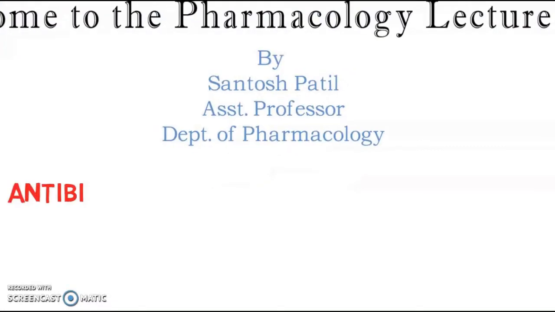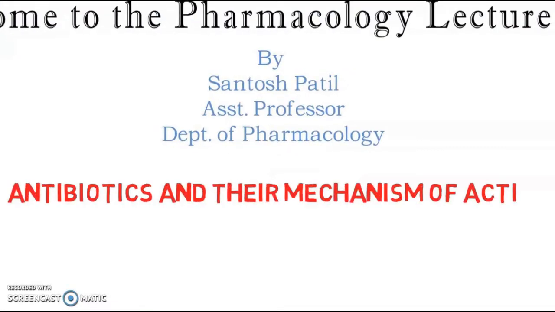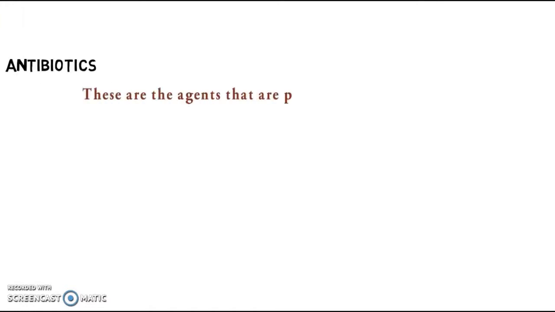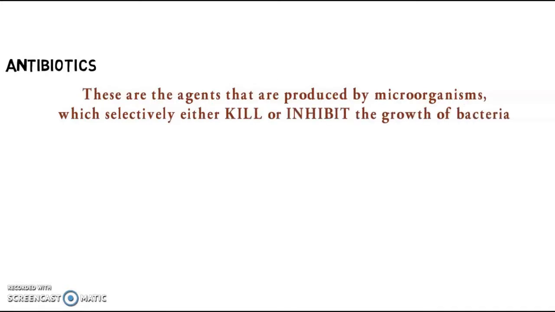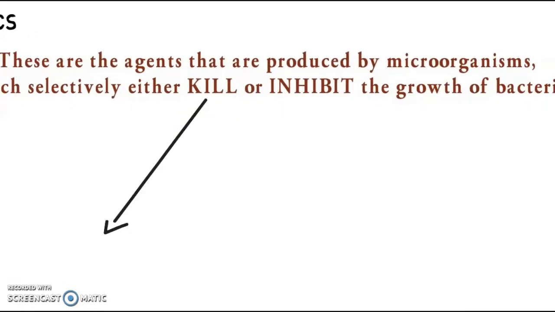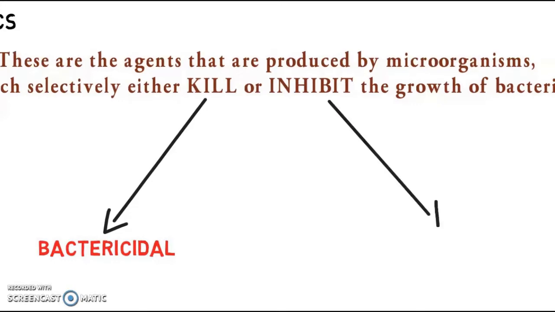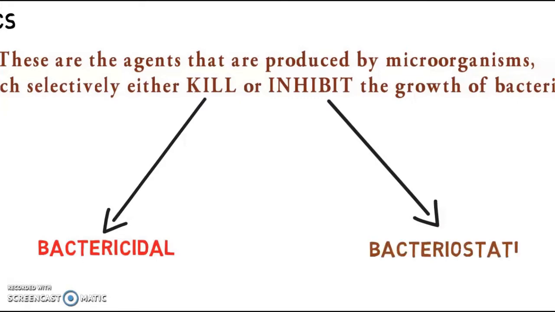Today we are going to discuss antibiotics and their mechanism of action. So what do we mean by the term antibiotics? These are the agents produced by microorganisms which act specifically on bacteria, and either they can kill the bacteria or inhibit the growth of bacteria. The ones which tend to kill the bacteria are called bactericidal, whereas the ones which inhibit the growth of the bacteria are called bacteriostatic.